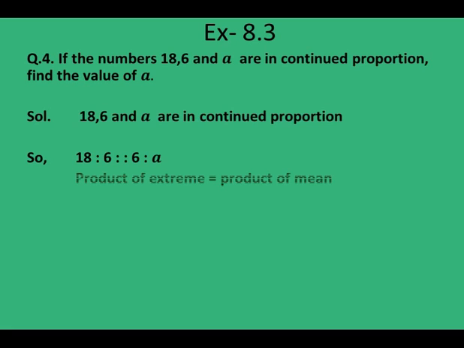Okay. Now product of extremes is equal to product of means. So 18A is equal to 6 into 6. So A will be equal to 36 upon 18, that is A equal to 2 answer. Okay, so the value of A will be 2.